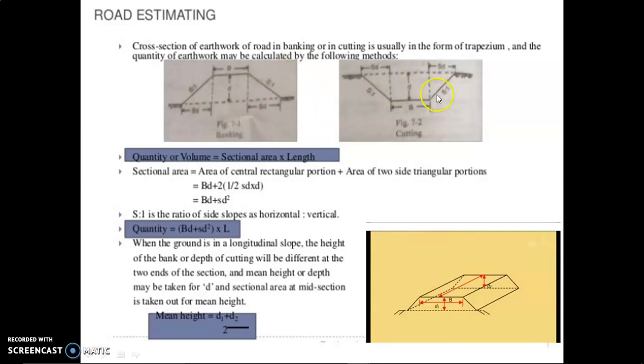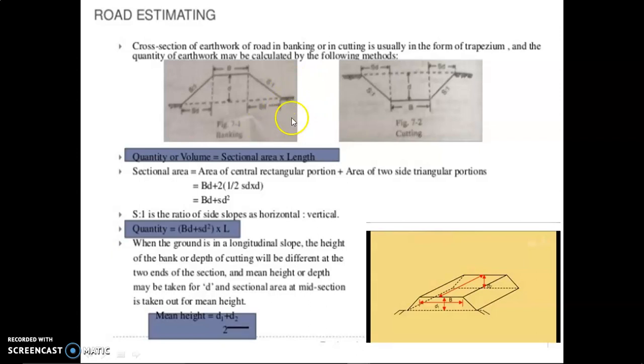Here two figures are given. This one is for banking, and this one is for cutting. If we want to calculate the earthwork of the road, we have to find the area, and after that multiply it with the length. Means we have to calculate the volume of earthwork.